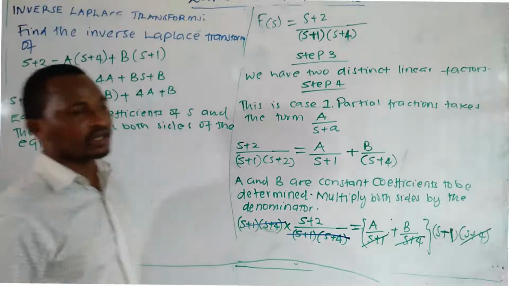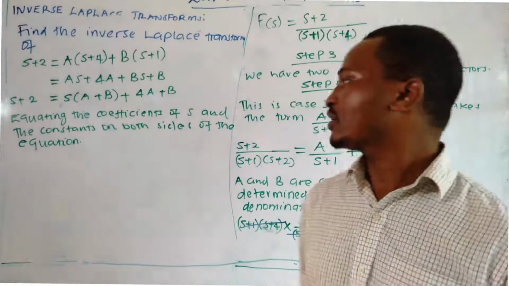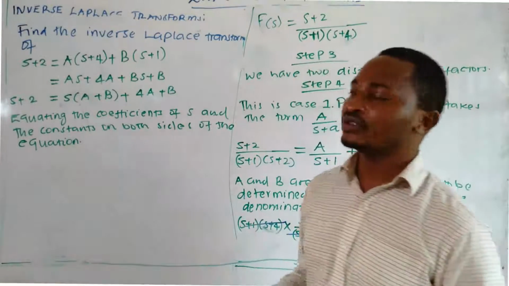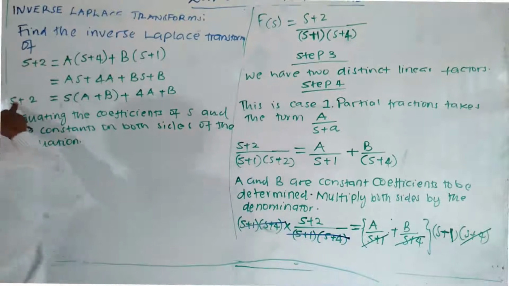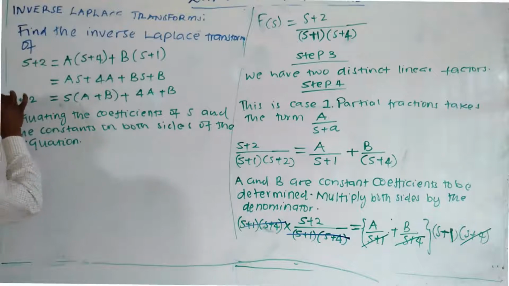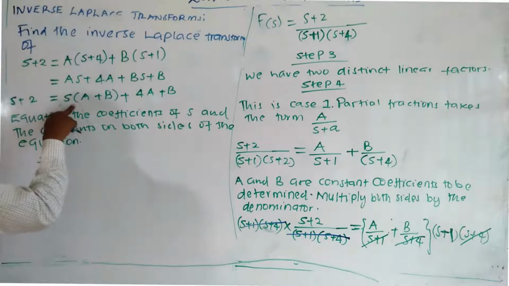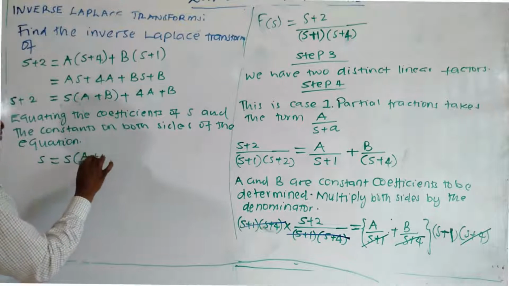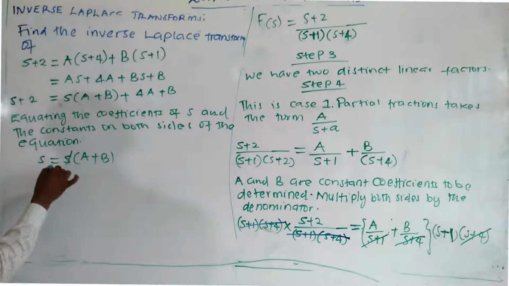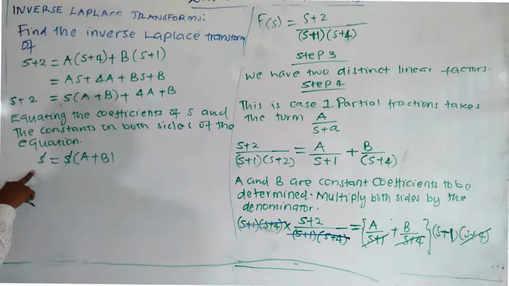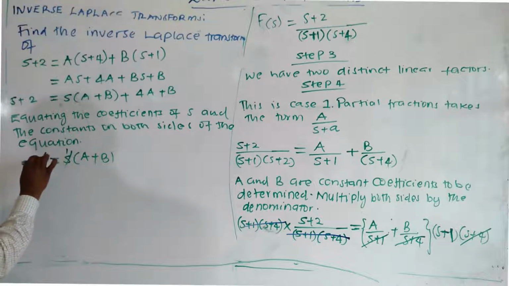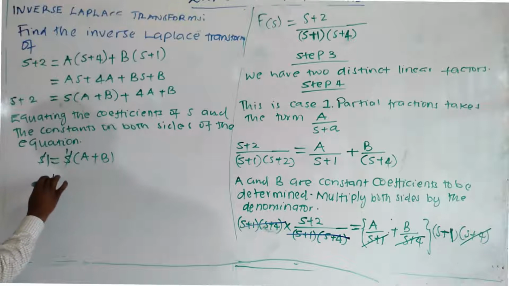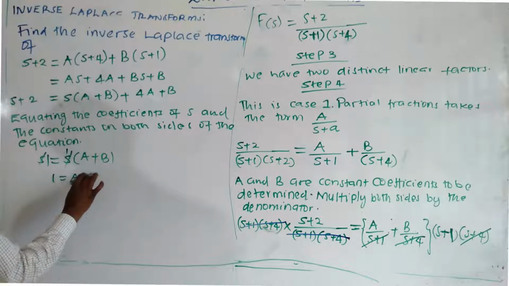On both sides of the equation, equate the coefficient of s and the constant. This is s, and it will be equated with its counterpart on the other side, s times a plus b. So equating the coefficients, s and s will cancel out. Here we have 1, here we have 1, so 1 is equal to a plus b.